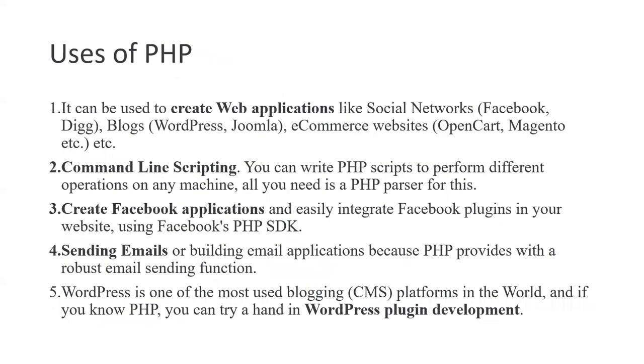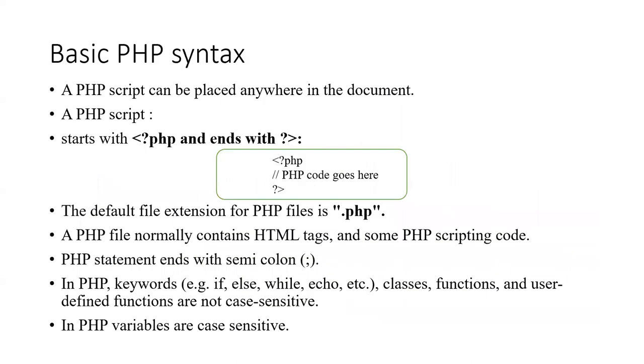So what are the different uses of PHP? PHP can be used to create web applications like social networks, e-commerce websites, and so on. It's also a command line scripting language, so you can write PHP scripts in order to perform different operations on any machine. You can create different Facebook applications, you can send mails, and you can also create a database in it.